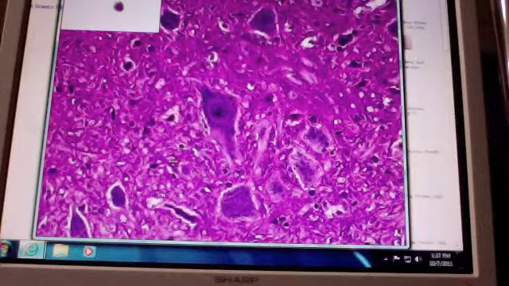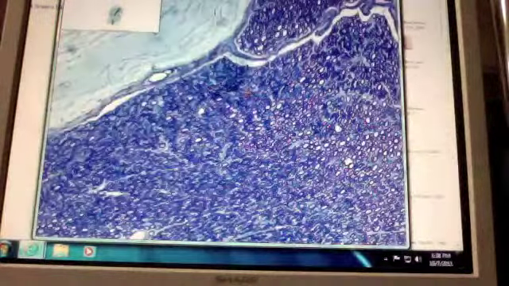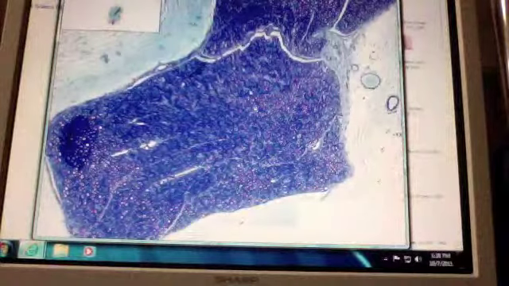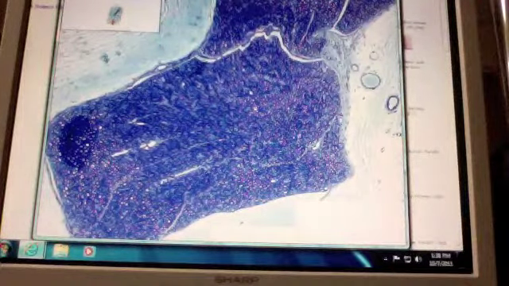Any issues with the spinal cord? If not, we're going to go on and look at the peripheral nerve. We'll start off by doing the cross-section through the nerve. And here what you can see is a very large nerve that has these little nerve bundles associated with it.